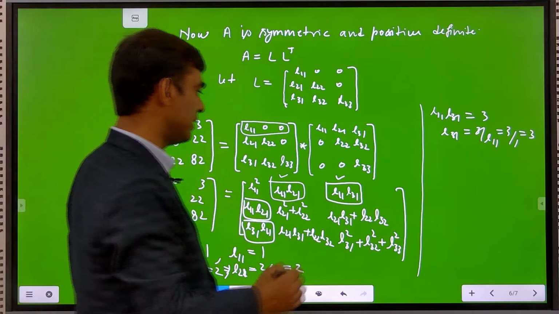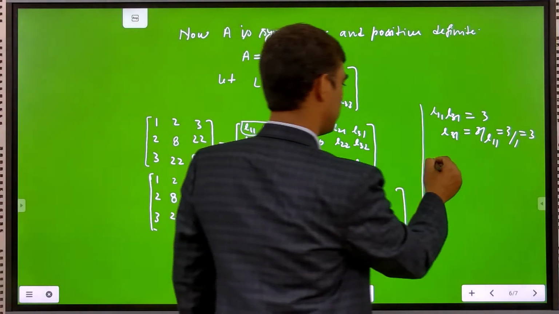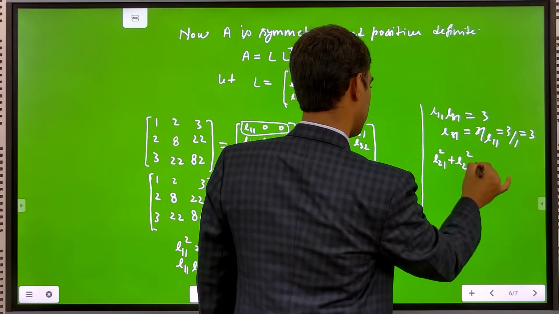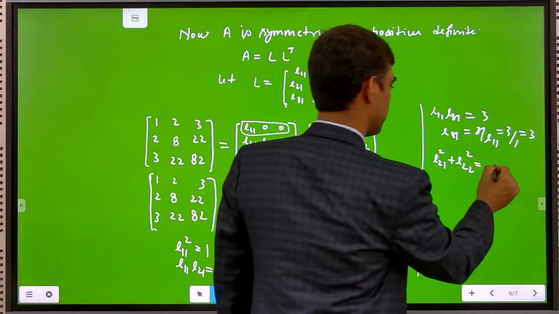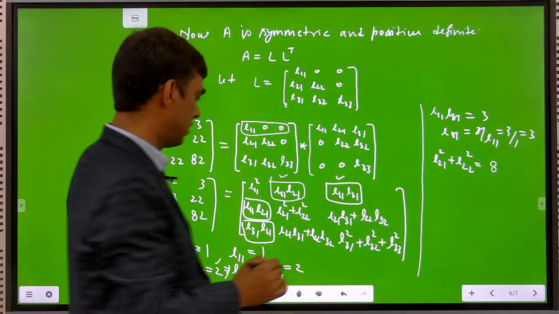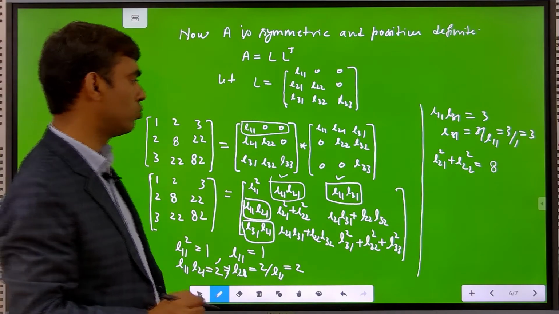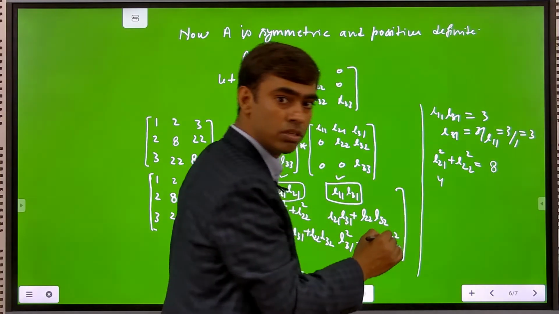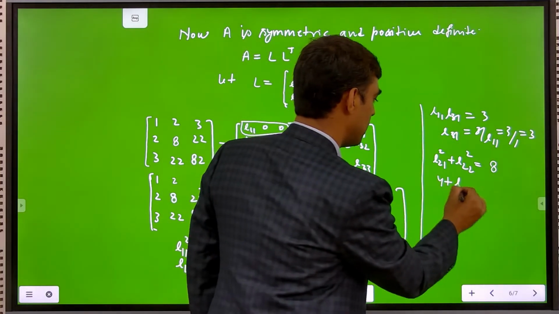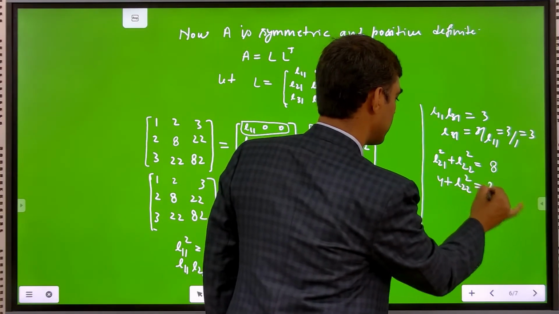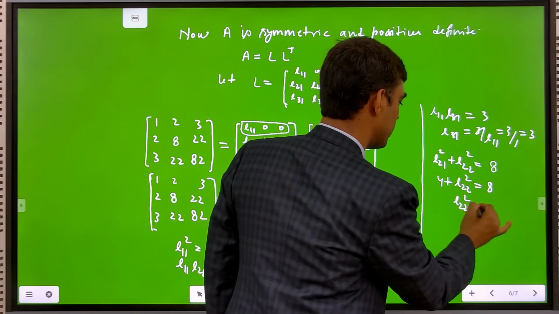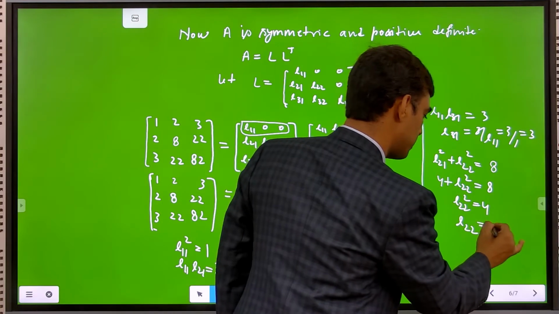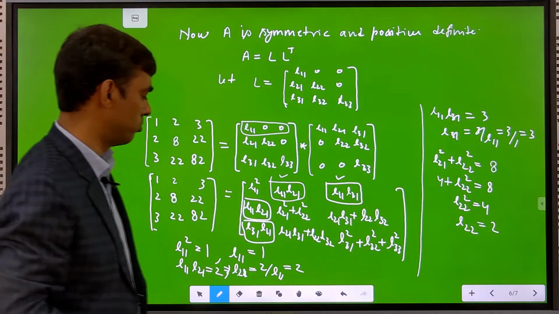So we compare again this element: L21 square plus L22 square equals 8. We have already calculated the value of L21; the value of L21 is 2. So this becomes 2 squared, which is 4. So 4 plus L22 square equals 8, so L22 square equals 4. Again we only consider the positive root, so the value of L22 is 2.